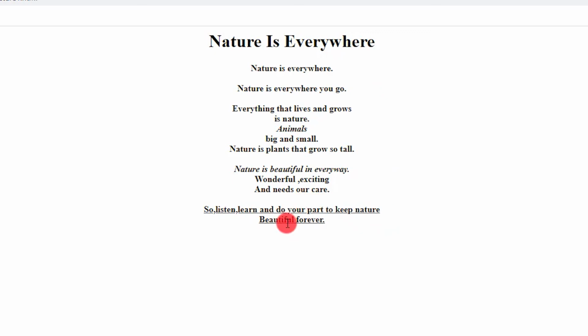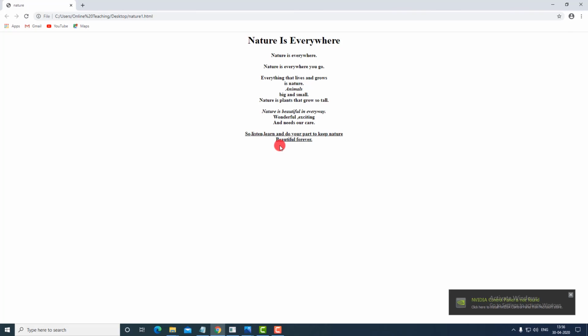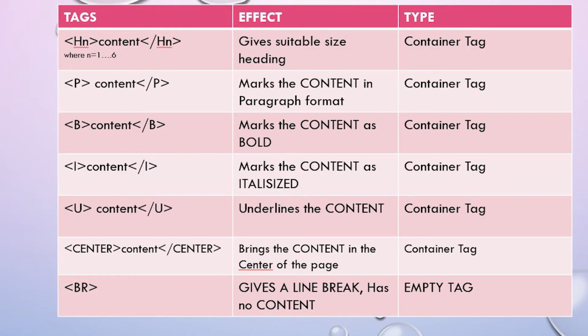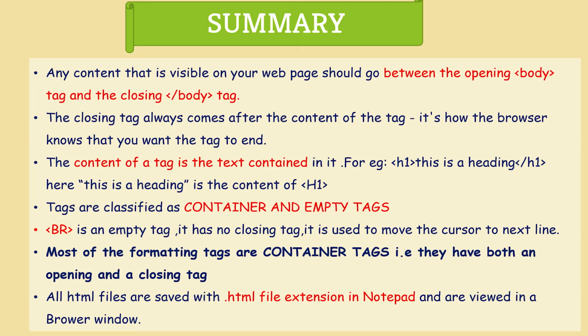This has become underlined. So children, today what we have learned is how to make our text look more formatted, how to bring it to the center, we give the center tag, then how to give formatting tags such as bold, italics, underline, and what are container tags and what are empty tags. Do practice this page and save it in your own folder.